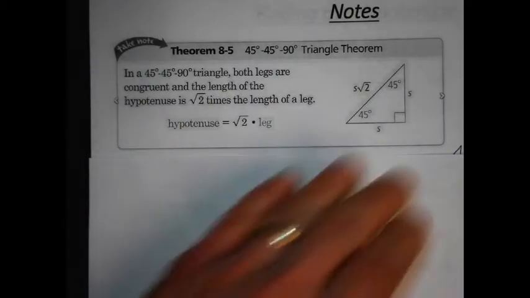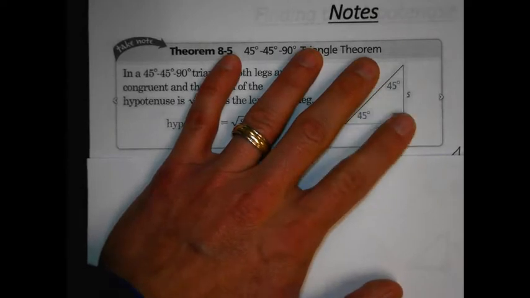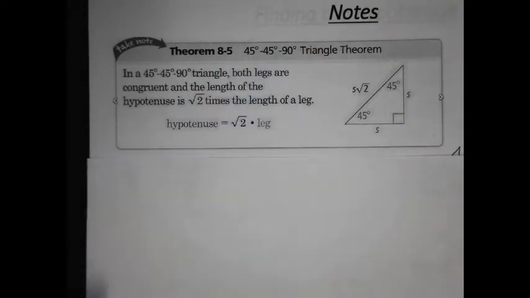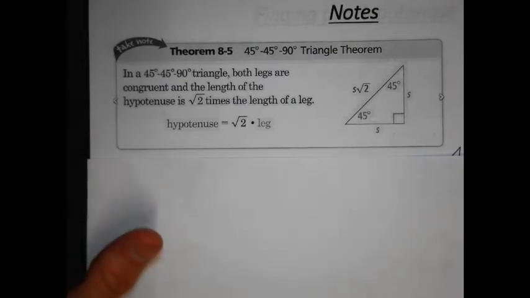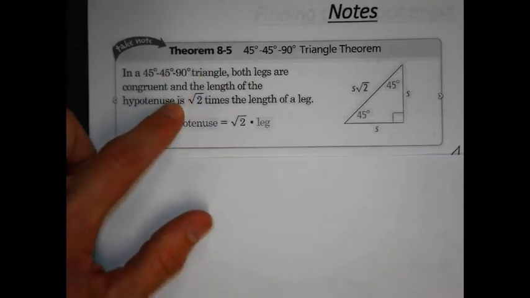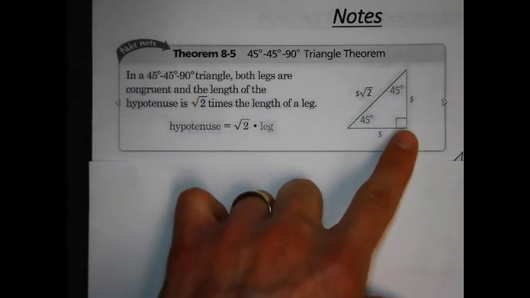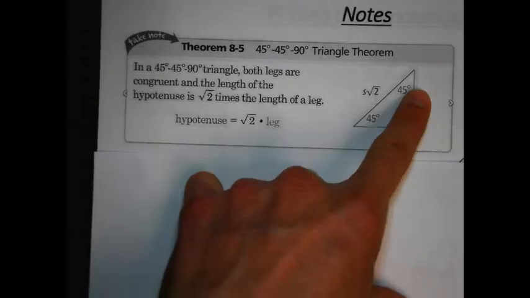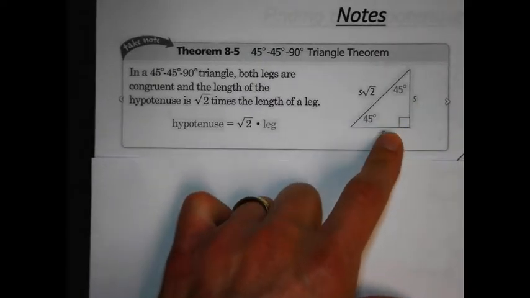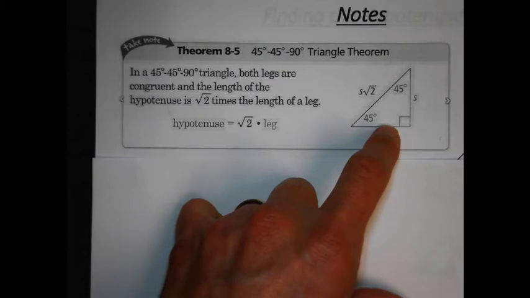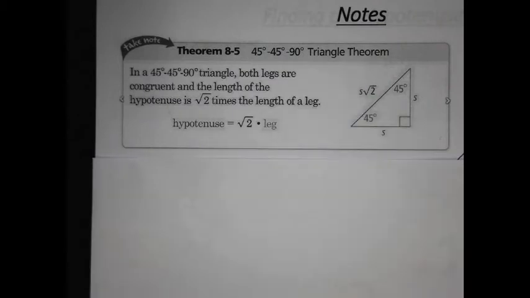So if we have a 45-45-90 right triangle, we have some interesting length shortcuts that let us skip the Pythagorean theorem. Both the legs are congruent, right, because we're dealing with basically half of a square. And the hypotenuse turns out to be the length of the leg times the square root of 2. And that is the shortcut of the 45-45-90 right triangle.